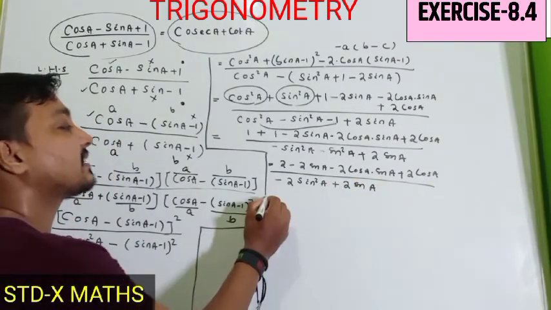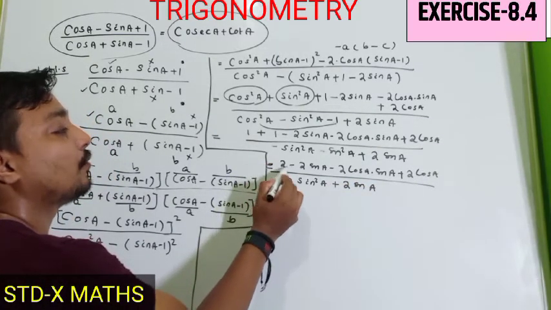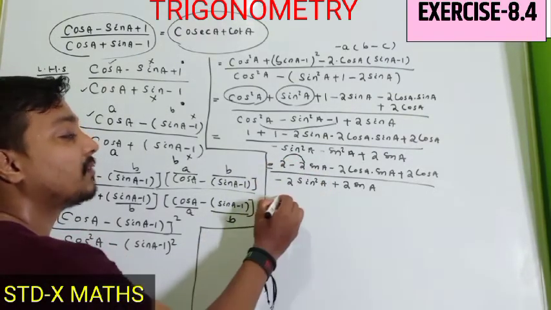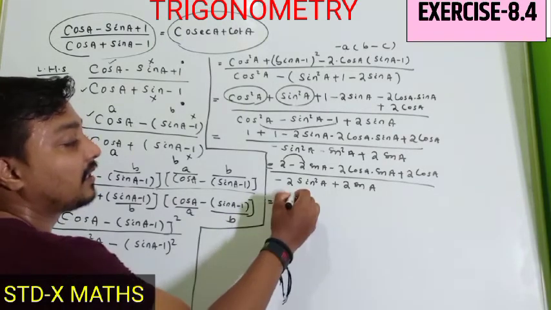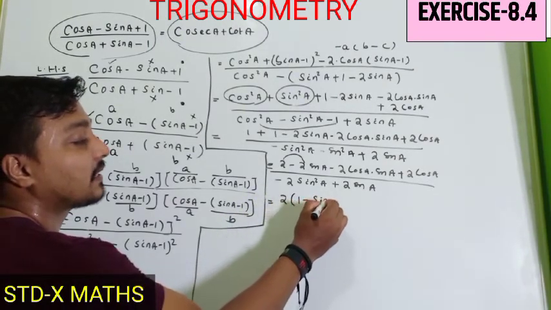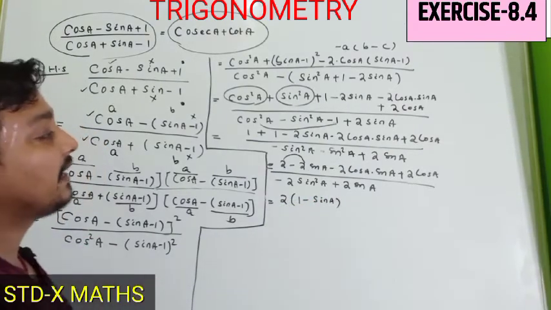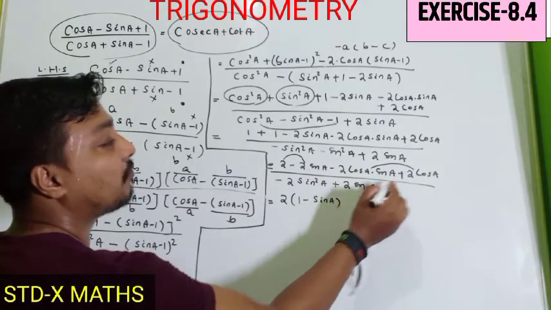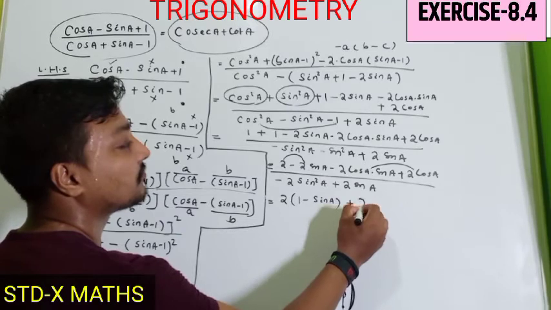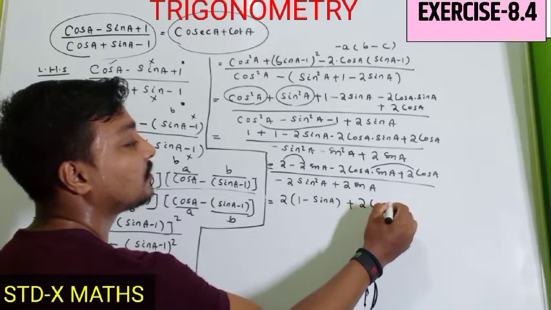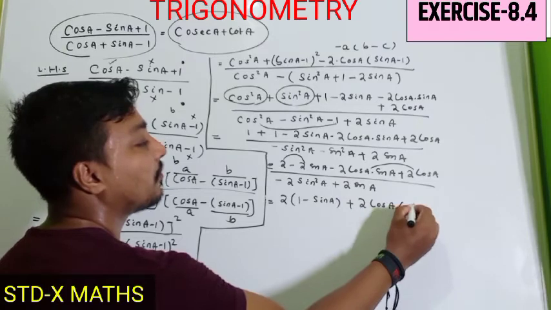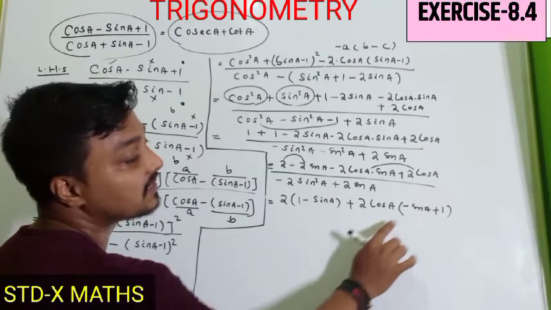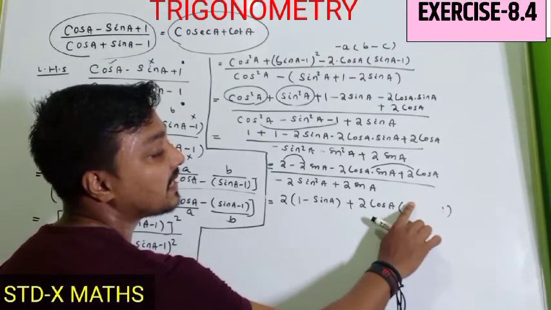Then in the next step, here it is 2, here it is minus 2 sin A, so from these two I can take 2 as common. After taking 2 as common, here it is 1 minus sin A, and from the next two by taking the common 2 cos A, one can write minus sin A plus 1. It is also the same as minus sin A plus 1, which means 1 minus sin A.